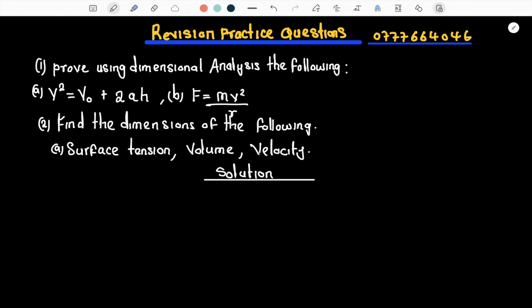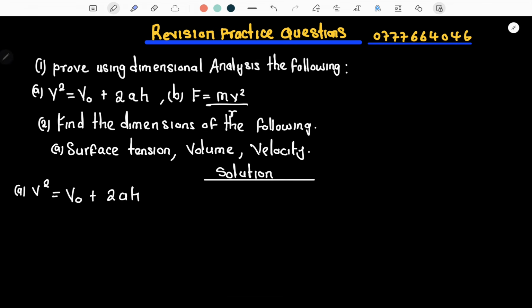The first question is actually saying, we prove using dimensional analysis the following. The first formula given is v power 2 is equal to v initial plus 2 times the acceleration times h. Now, we want to prove what is on our right-hand side, and also what is on our left-hand side. We compare, and see if there's anything common that we're going to get out from this particular formula.